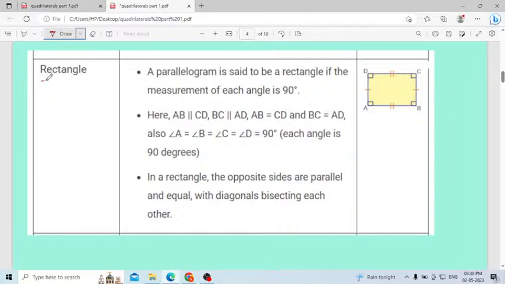Okay. Then coming to the next one, rectangle. A rectangle is also one of the forms of a parallelogram. A parallelogram is said to be a rectangle if the measurement of each angle is 90 degrees.